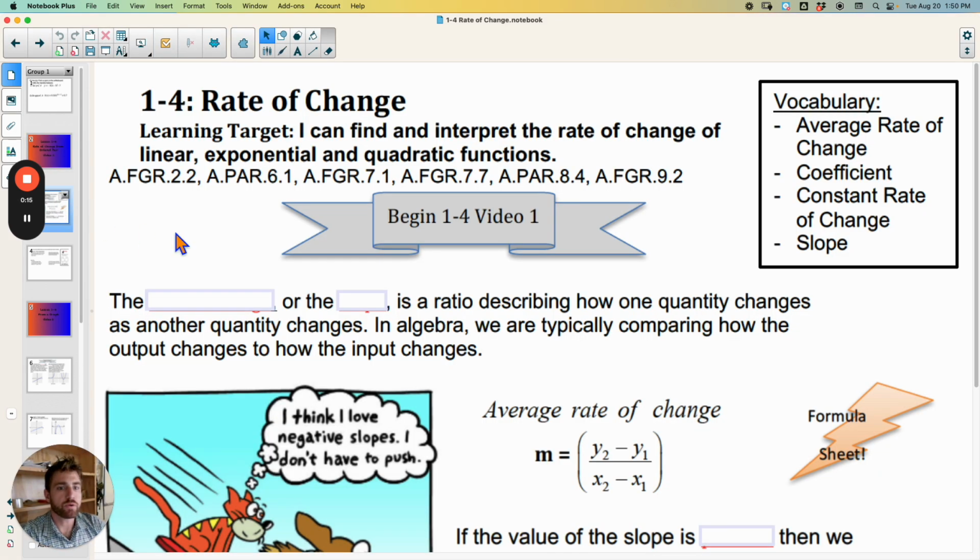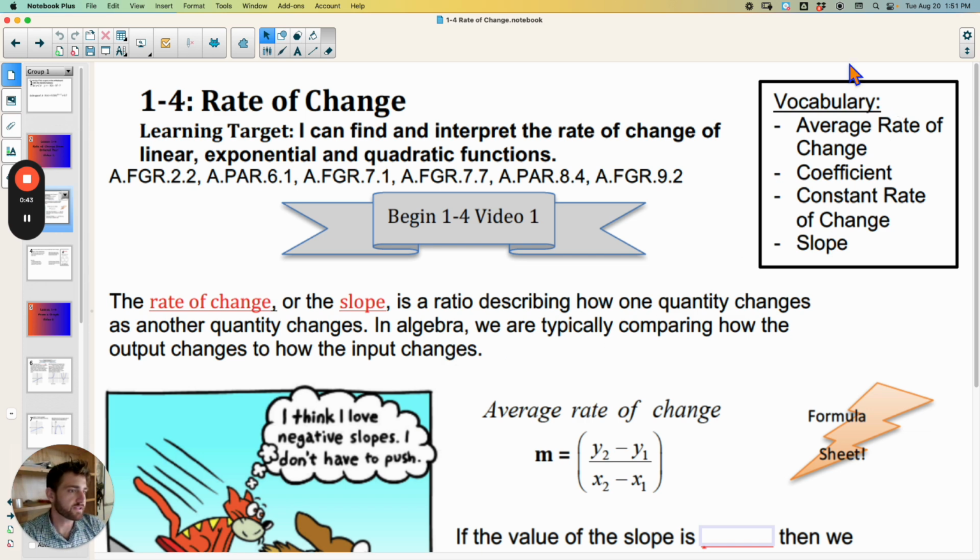Okay, so our learning target for 1-4 is that we can find and interpret the rate of change of linear, exponential, and quadratic functions. So we're just going to dive right in here. So the rate of change, or the slope, is a ratio describing how one quantity changes as another quantity changes. In algebra, we are typically comparing how the output changes to how the input changes.